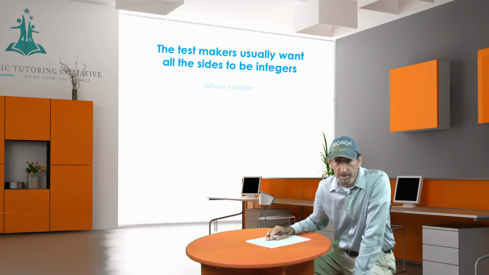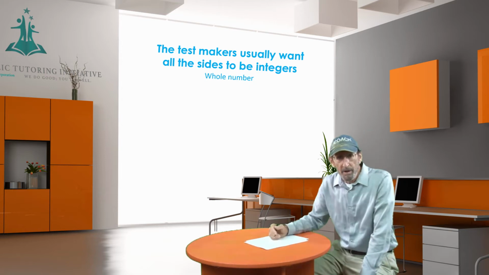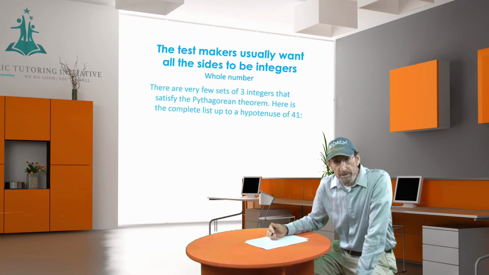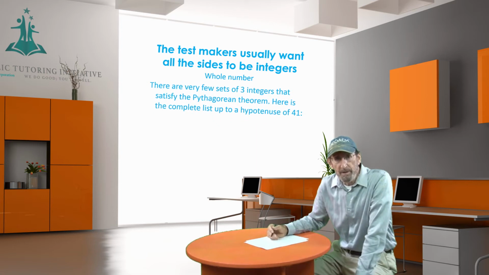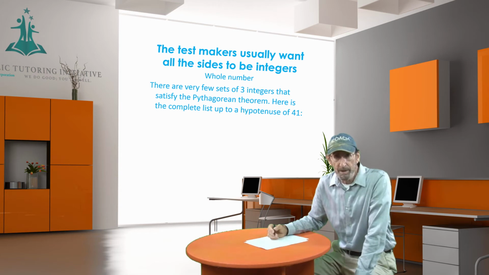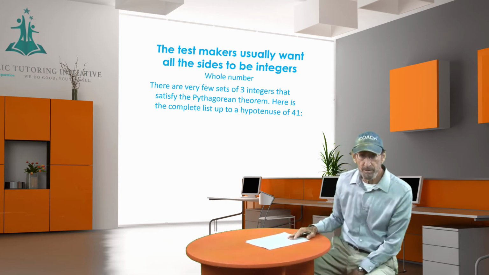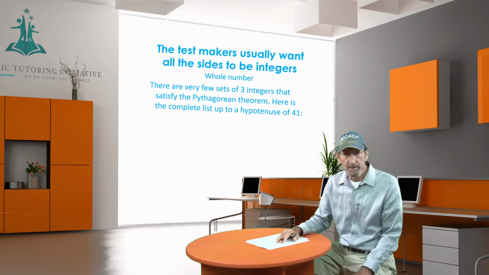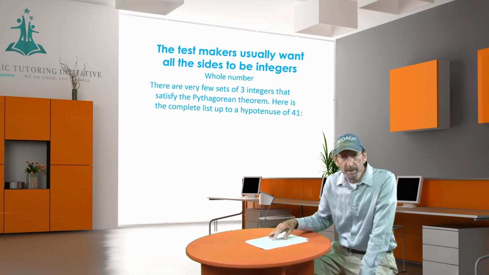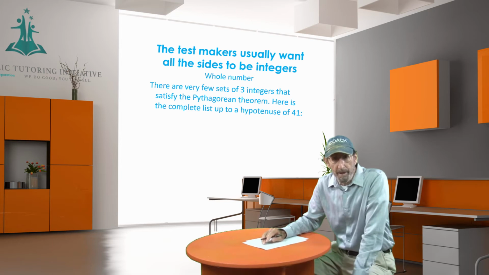And remember what an integer is. It's a whole number. Okay, now, it just so happens that there are very few sets of 3 integers that satisfy the Pythagorean theorem. You've already been introduced to a couple of them in those 2 examples. Here's a complete list of the basic triplets up to about 40.